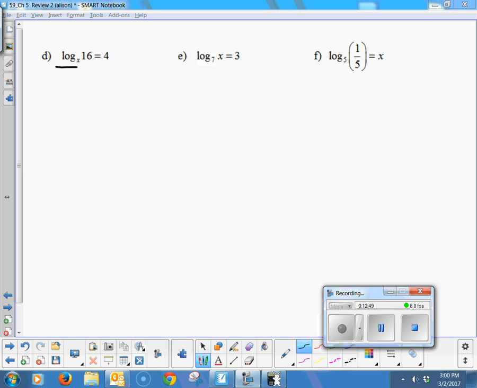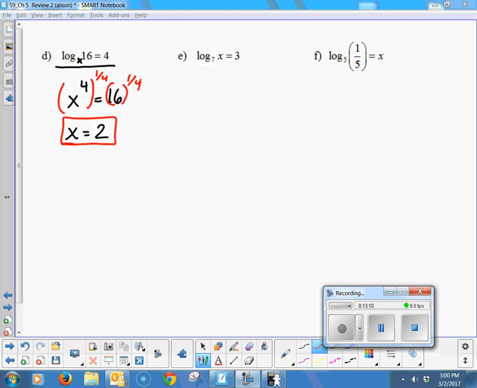Okay, so again, I've got a log statement. I'm going to rewrite it in exponential form. Base x to the 4th equals 16. You could either solve this in your head, knowing that 2 to the 4th power is 16, raise both sides to the 1/4 power, and then punch it into a calculator. But it's a lot healthier to recognize that 2 to the 4th power is 16.